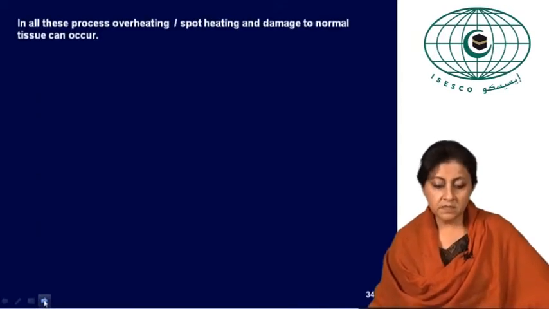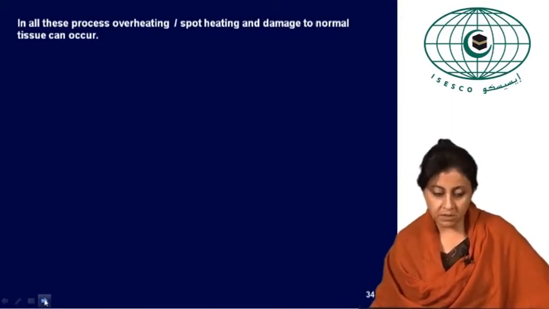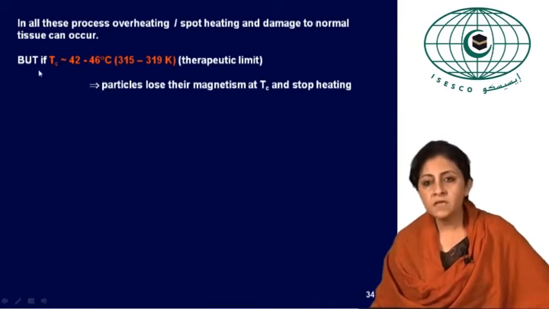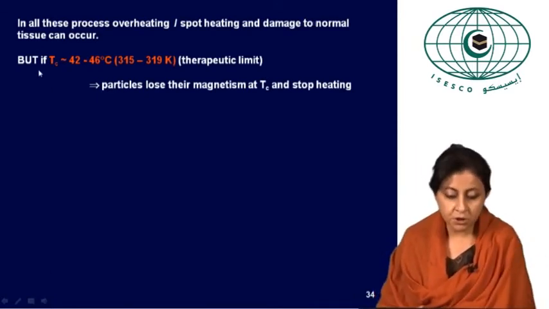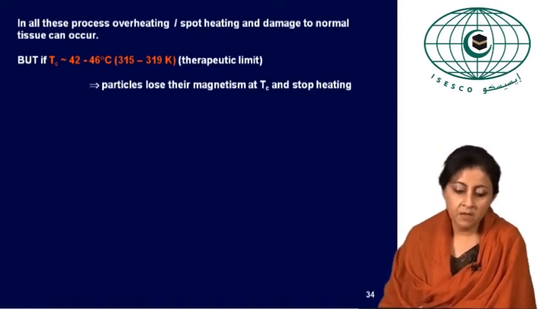So in all these processes there is the possibility of overheating or spot heating due to localized heating, and this can cause damage to normal tissue. However, if somehow we can control the Curie temperature to lie in the range which is known as the therapeutic limit, which is 42 to 46 degrees centigrade, then the particles lose the magnetism at Tc and stop heating.